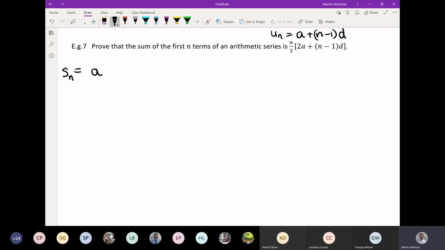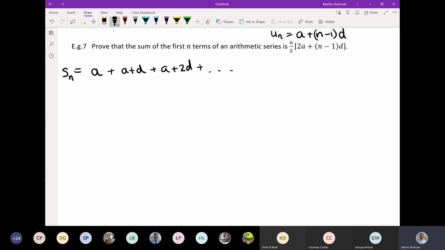So if you want to find the first term, you put in n equals 1, so that's why we just get a. If you want the second term, we put in n equals 2, so that's just a plus d. So the second term in the sequence is just a plus d. The third term in the sequence, put in n equals 3 into that un, so u3 would just be a plus 2d.